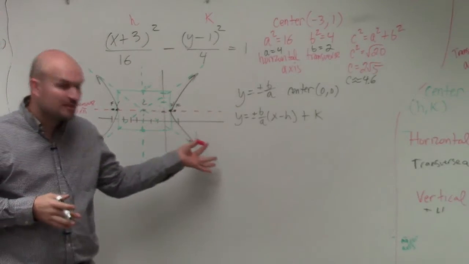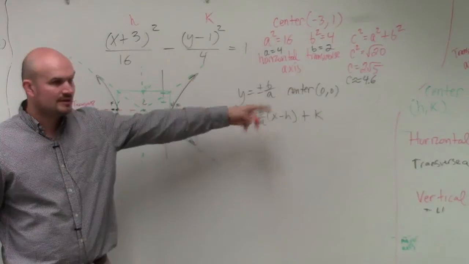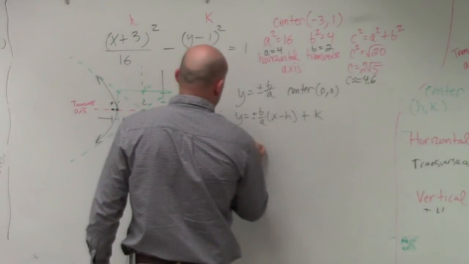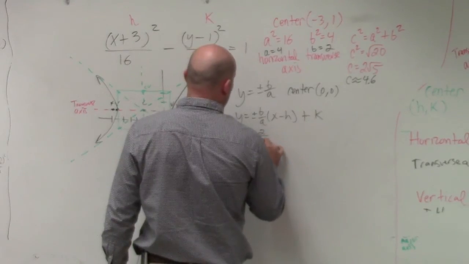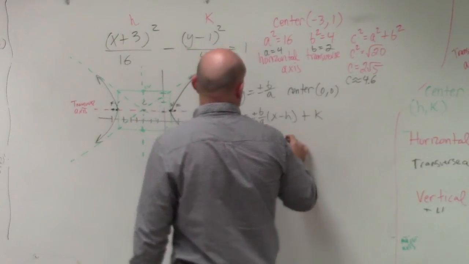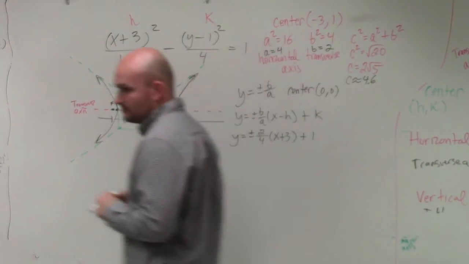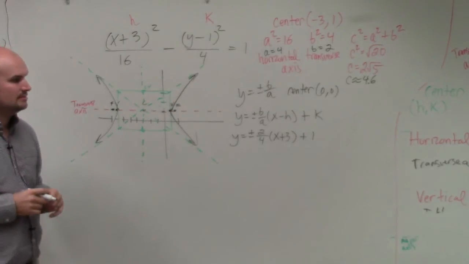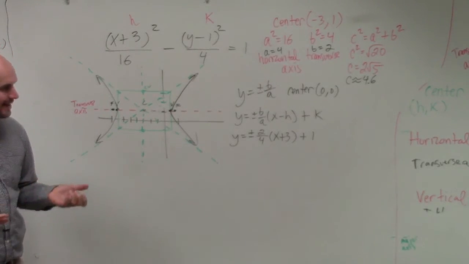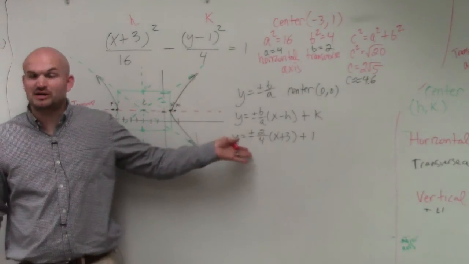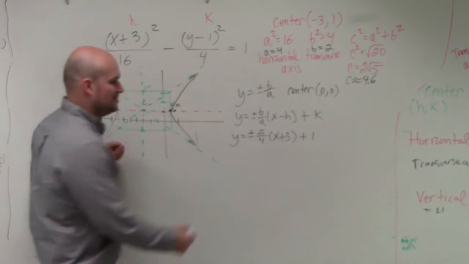So I just wanted to do the math for you guys real quick so you can kind of see. All you do is plug in b, a, and h and k. So y equals plus or minus b, which is 2, over 4 times (x plus 3) plus 1. Does everybody see what I did? On a test, they might leave it like this, or they might have it in slope-intercept form. So let's just practice putting this in slope-intercept form.